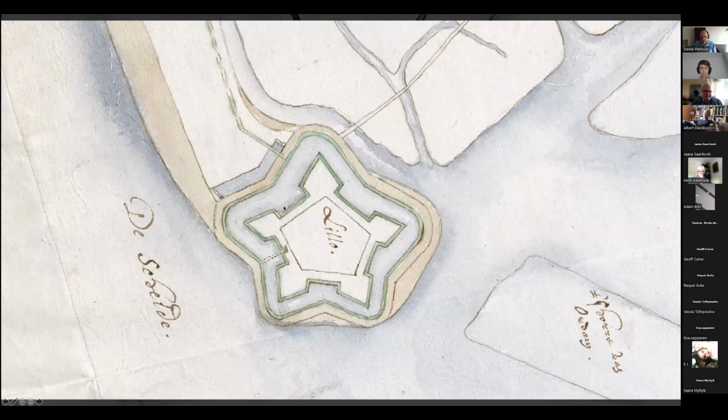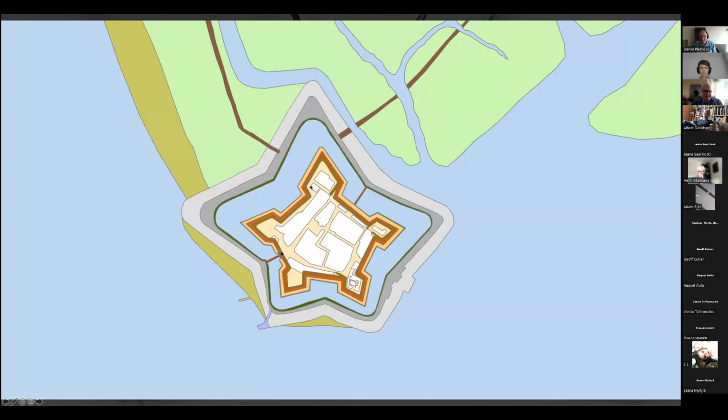We have these kind of maps, which are quite good from the beginning of the 17th century. And you see that is mapped onto the GIS form. So in this way, we get really to a situation that depicts the 17th century with all geographical information.